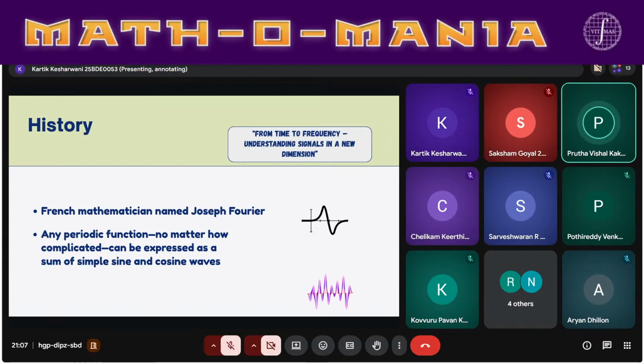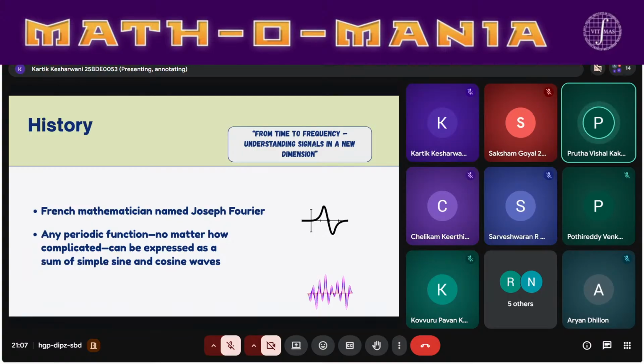Many scientists and mathematicians did not agree with him. They believed that irregular or discontinuous functions could not be represented using smooth sine waves. But Fourier persisted. Over time, his theory was tested, verified, and eventually accepted. And today, what started as a study of heat flow has become one of the most powerful tools in science and engineering. It's fascinating how a single idea can evolve into something so impactful.